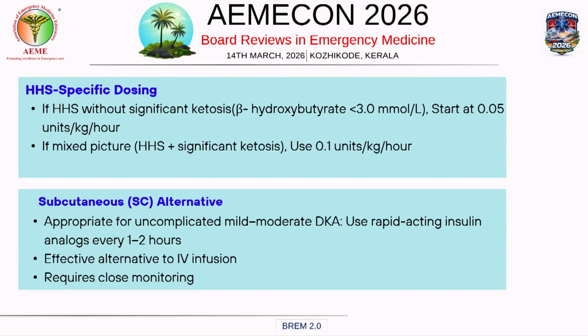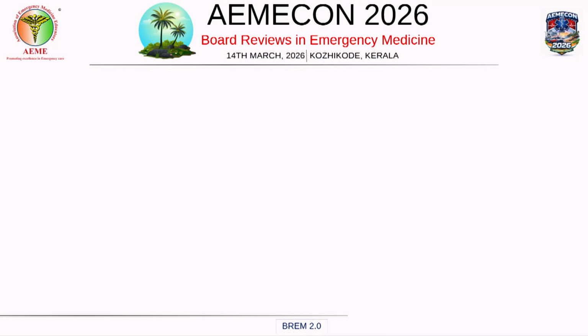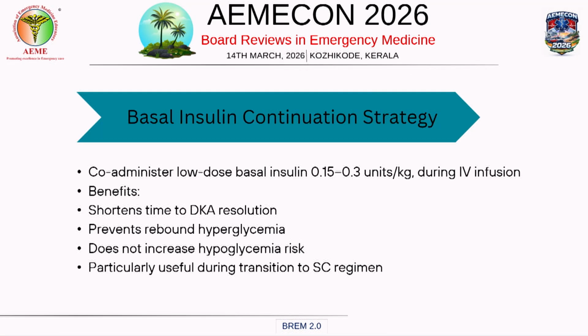Can we skip giving insulin infusion? If you have a patient with mild, uncomplicated DKA, in such a case, we can also give subcutaneous insulin, and that can be repeated every 1 to 2 hours. And this is an effective alternative to IV infusion. Basal insulin continuation strategy: co-administration of low dose, that is around 0.15 to 0.3 unit per kg of IV insulin is recommended, because that has been shown to shorten the time to DKA resolution and prevent the risk of rebound hyperglycemia without increasing the risk of hypoglycemia.